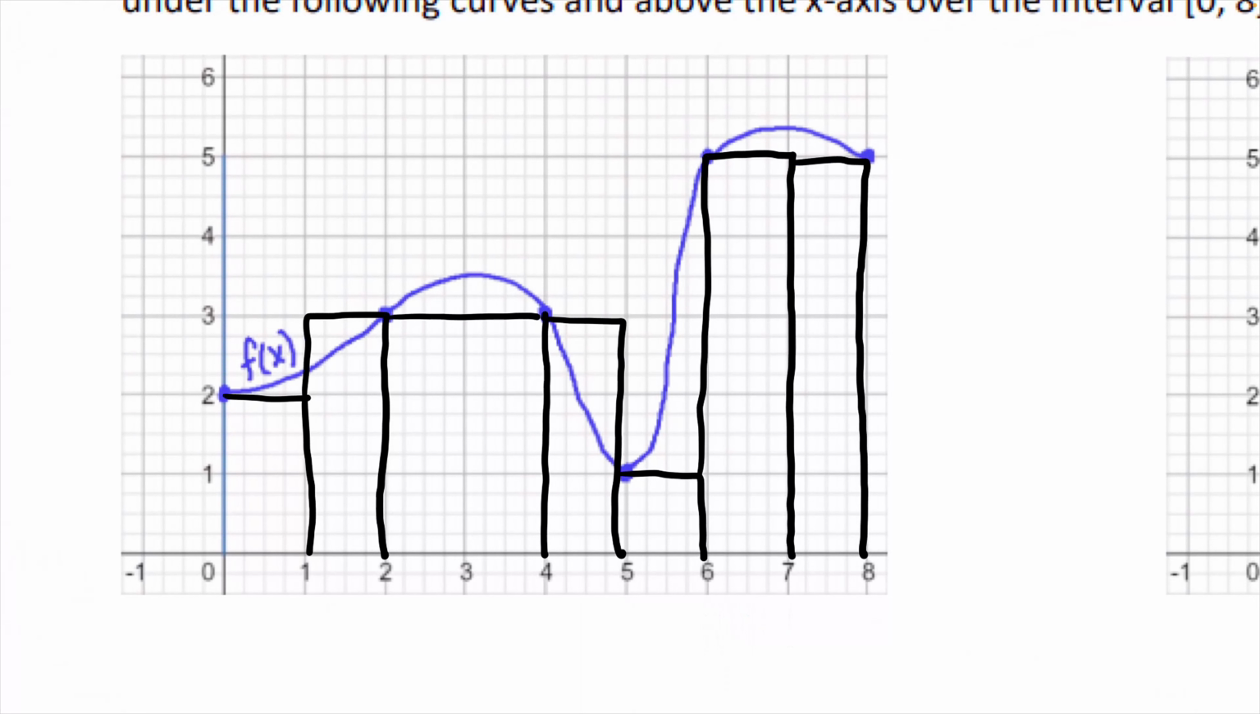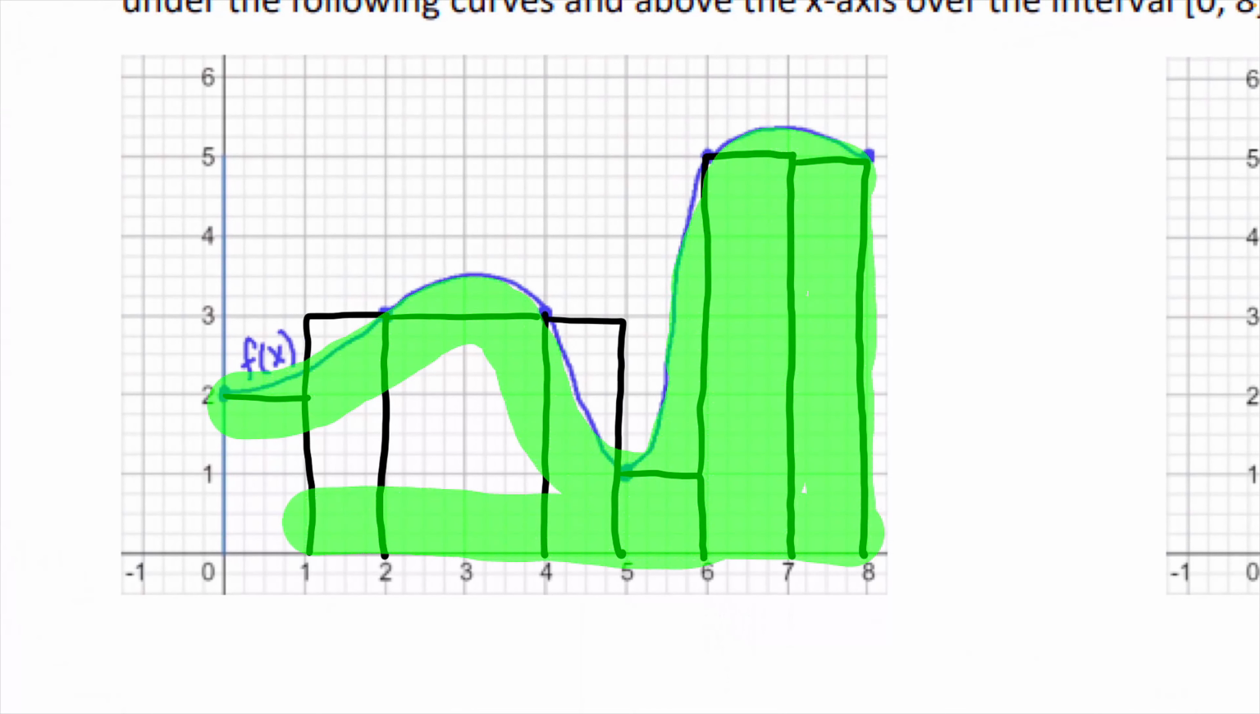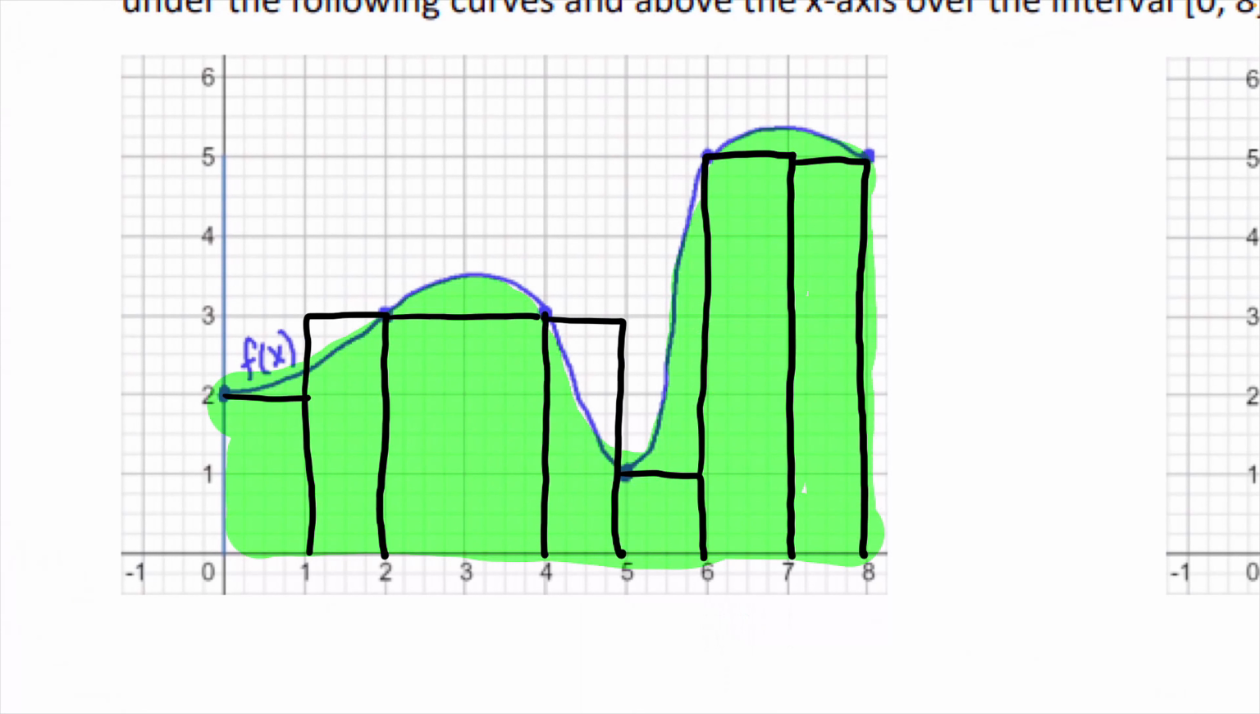Right? What I want to find is the area under the curve. My goal is to find the area of the green. The green is the area under the curve, under the blue, right? That's the green. That's what I want to do using rectangles.